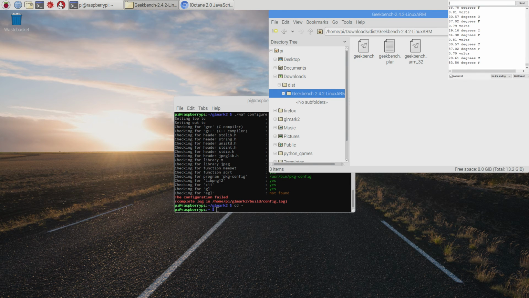Actually, it was early in the stream. I'm having issues with the GLMark2 benchmark. I'm getting a frame rate cap when I run the benchmark on the Tinker board. So I need to figure that out.